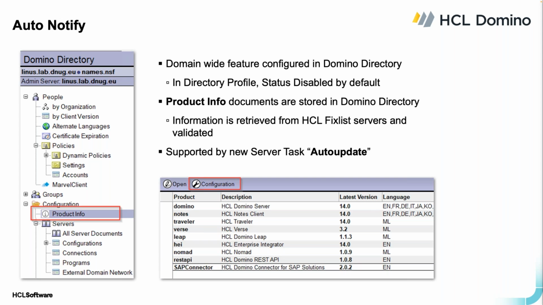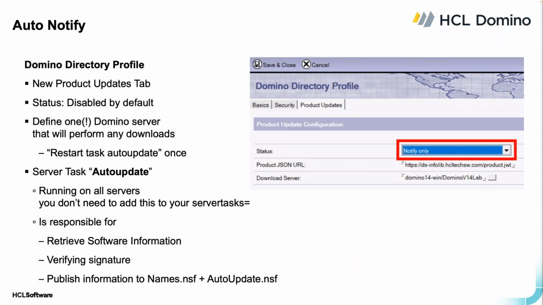So if you want to use this feature, you need to activate it on your side. Technically, the feature is, like I said, a setting in the directory profile, and it is supported by a server task called auto update. That's the backend task that will download this information from an HCL backend. I need to say that this information is public information, so anyone can fetch that information. There is no need to authenticate, so it's publicly available. Let's dive into this a little bit more. So auto notify, like I said, is a setting in the Domino directory profile.